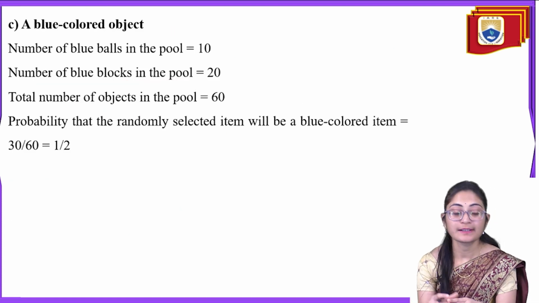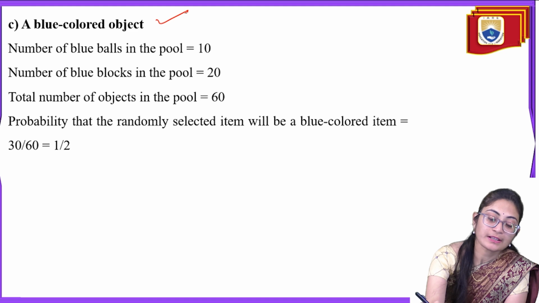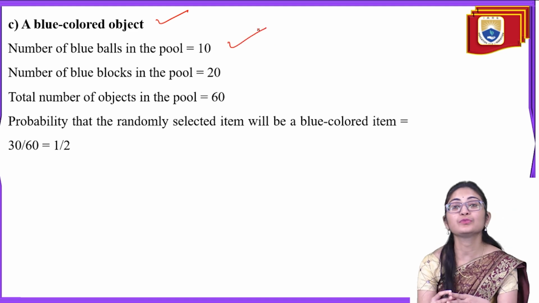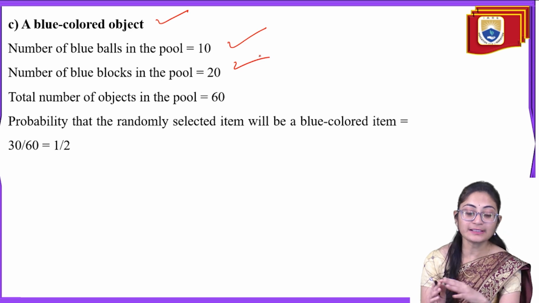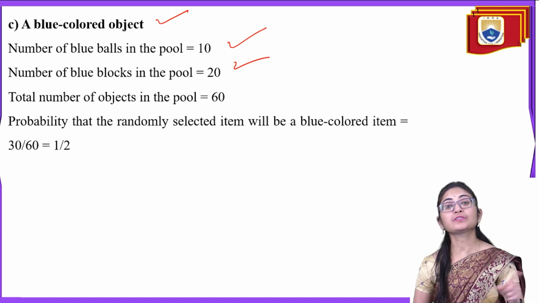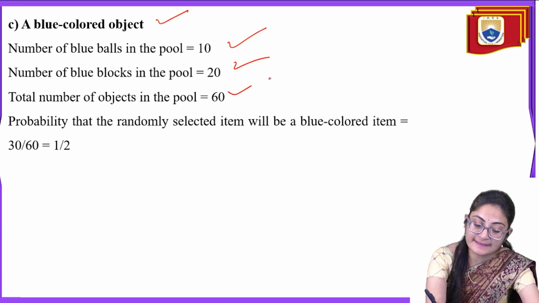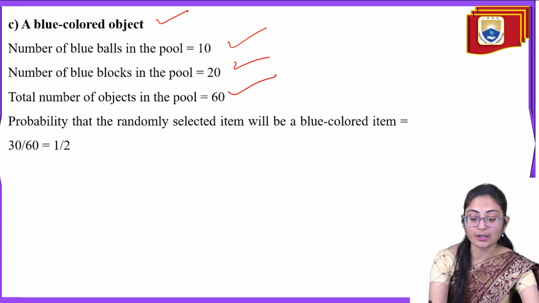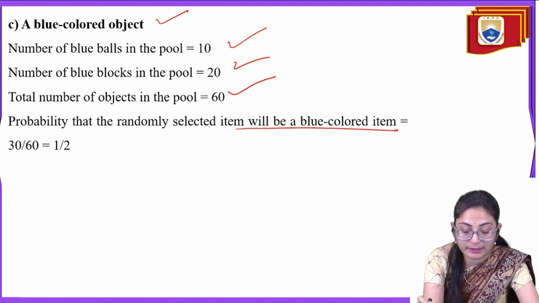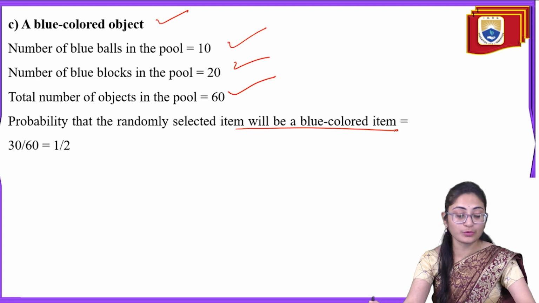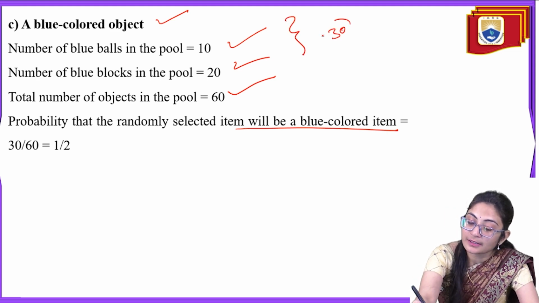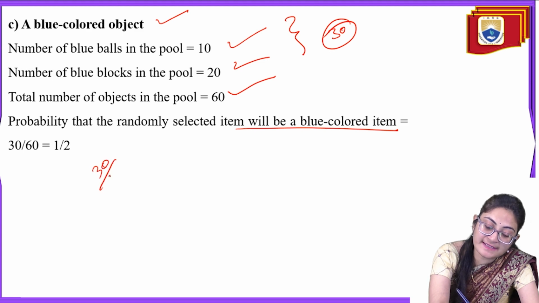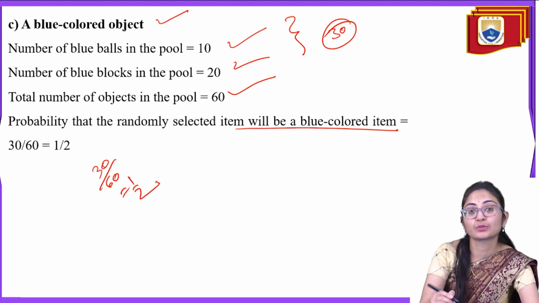Now the next one is a blue colored object. The number of blue balls in the pool is 10, the number of blue blocks in the pool is 20, and the total number of objects is 60. Now we have to find the blue colored items available in the pool. So the total number of blue colored items is 30. So 30 by 60 is equal to 1 by 2.